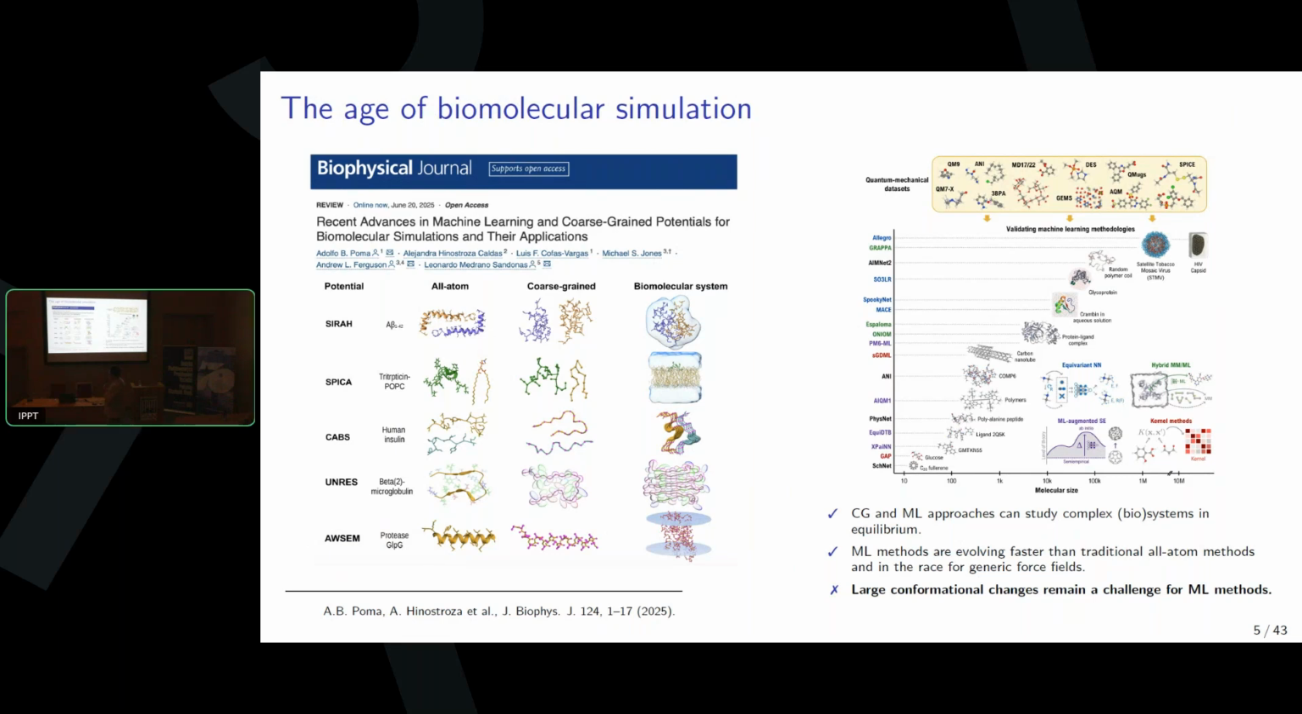I mean, you could parameterize anything, right? I think the Go model was parameterized with different rules, 12-6, 10-4, Yukawa, and some other potentials, but the one that performed the best was the Lennard-Jones. And you only use 12-6, yes? 12-6, yes. And also the Martini is also 12-6.